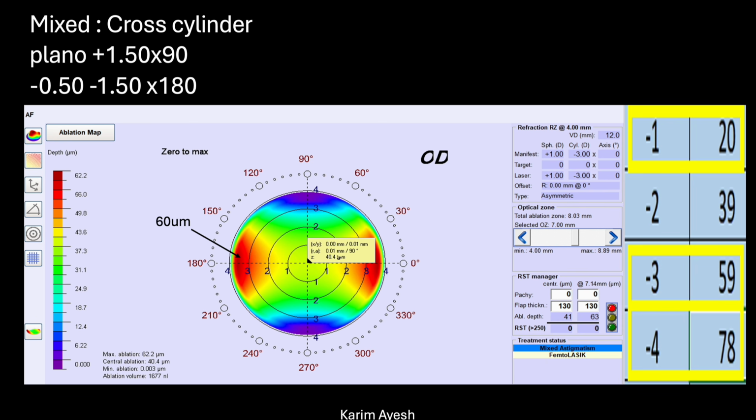Okay, I took it as a cross cylinder: cross cylinder plano plus 1.5 axis 90. So with axis 90 in the plus, the flat meridian is at 180. So 1.5 will be ablated here, 1.5 ablated here, which is around 30. Then minus 1.5, 180. So 1.5 will be ablated on the whole flat meridian. So 1.5 from hyperopia, 1.5 from myopia. So here 3 diopters, around 60, and here is 60. The central area will have minus 1.5 ablated as well, so the central area will be ablated by 2 diopters.